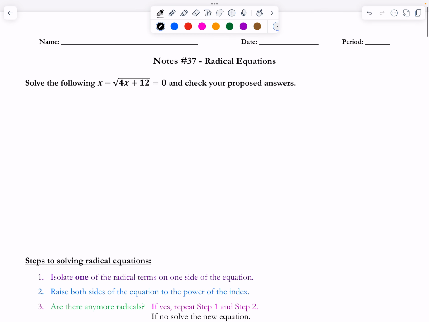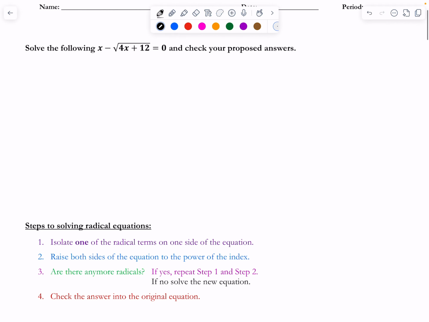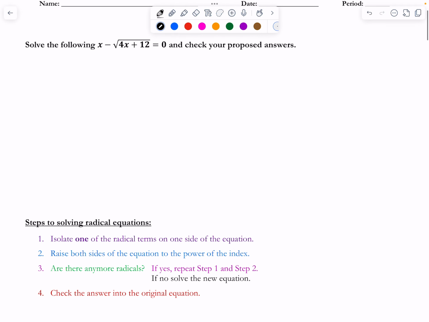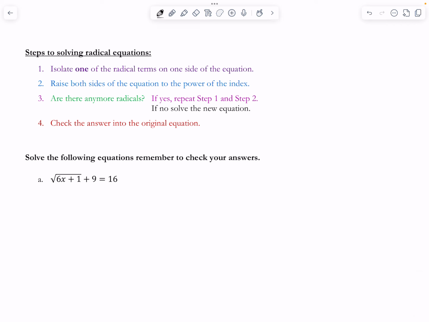All right, in this video, I'm going to go over how to solve radical equations. And we're going to do this first one here at the top, but just to take a look at these steps real quick, we'll be following these steps in every single problem. Obviously, there'll be different variations of these, but you'll start to get the hang of it.